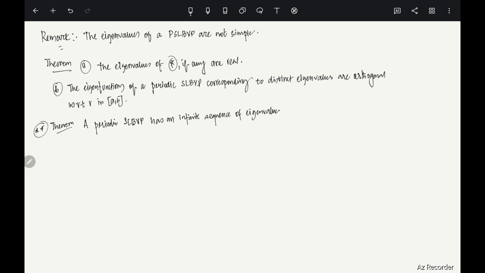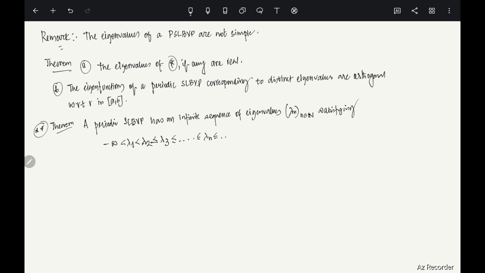You remember, for the periodic regular Sturm-Liouville boundary value problem, we also showed that there is an infinite sequence of eigenvalues. Here also it is the same thing: lambda n, n in the natural numbers, satisfying this particular property. The monotonicity property is also satisfied here. Minus infinity is less than lambda 1, which is less than lambda 2. So there are at least two distinct, and then they may repeat themselves: less than or equal to lambda 3, less than or equal to lambda n, and this goes on.